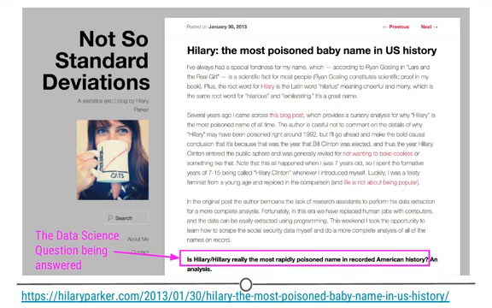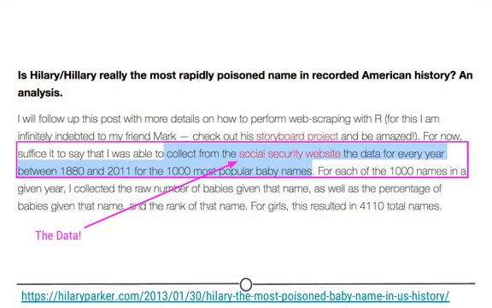When setting out on a data science project, it's always great to have your question well defined. Additional questions may pop up as you do the analysis, but knowing what you want to answer with your analysis is a really important first step. Hilary Parker's question is included in bold in her post. Highlighting this makes it clear that she's interested in answering the following question: is Hillary really the most rapidly poisoned name in recorded American history?